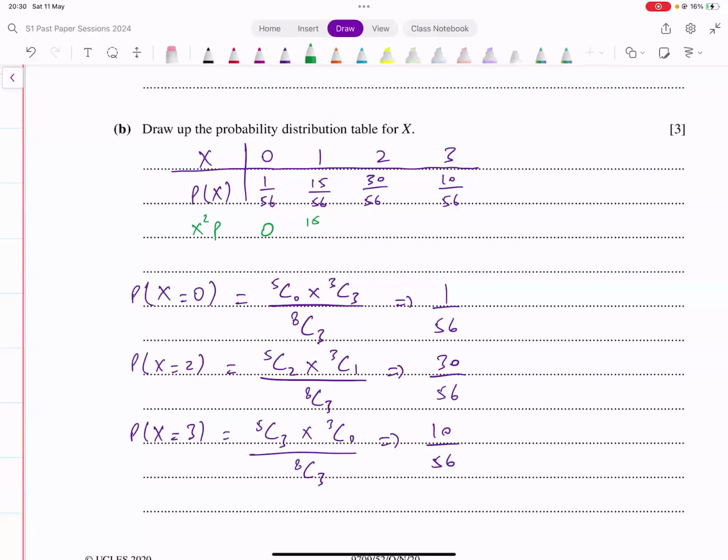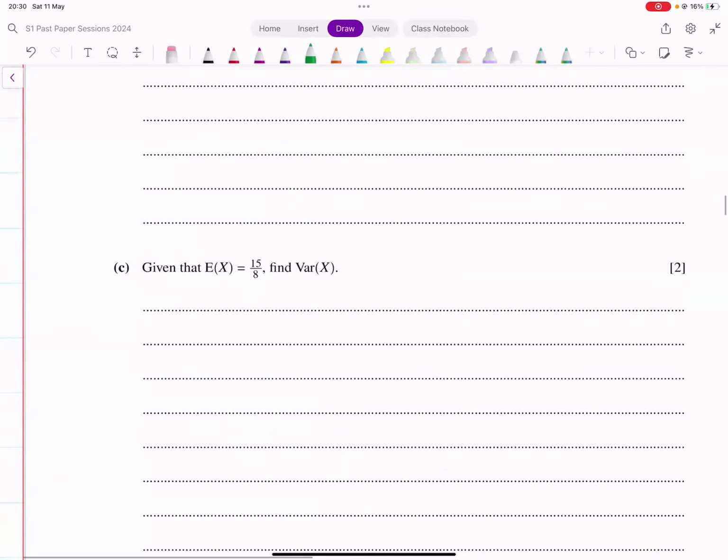15 over 56. 2 squared is 4. 4 into 30 over 56, that is 15 over 7. And then 9 into 10 over 56. And that's 45 over 28. You can add all of them up. You'll get sigma x squared p from this. What's that? 15 over 56 plus 15 over 7 plus 45 over 28. And that's giving me 225 over 56.